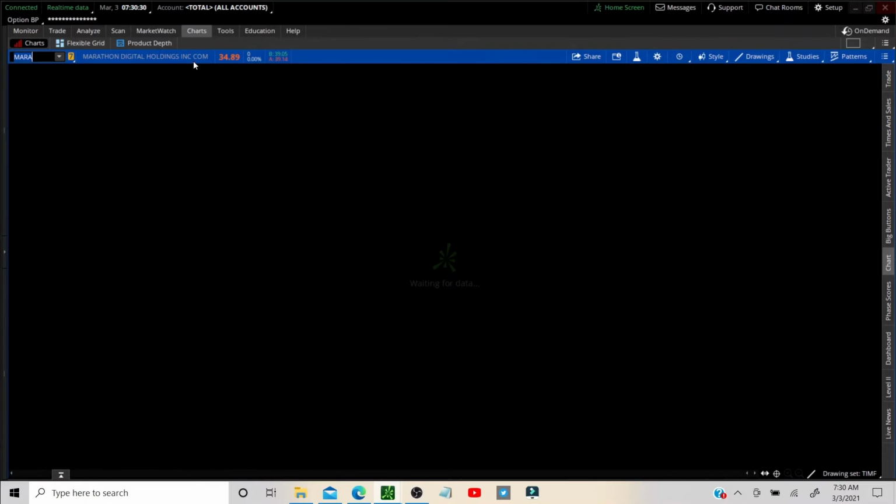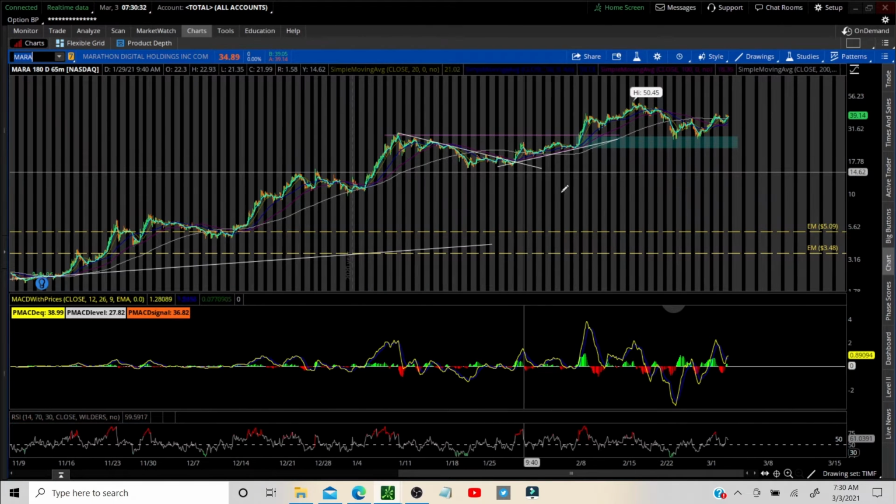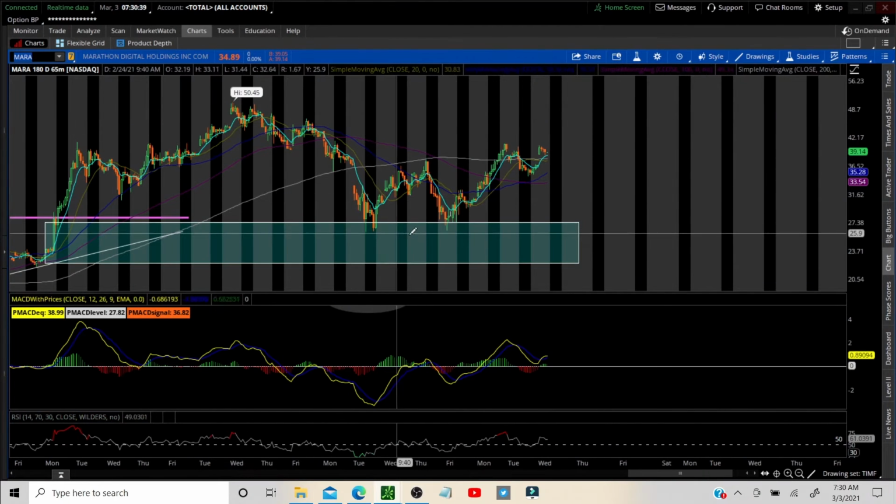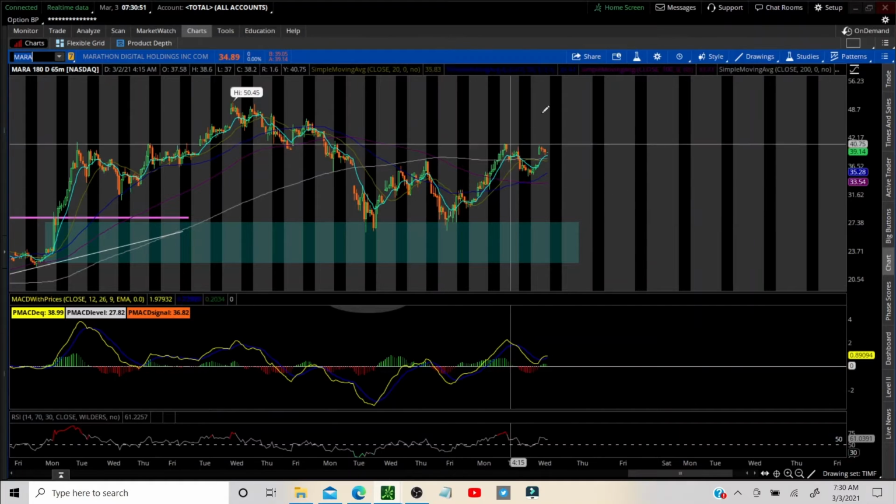Mara. Now Mara likes to move with Bitcoin, right? It's a proxy move, proxy play. So we had a retracement coming back to the gap, it held, and this would be considered a double bottom. Also, it looks like we had 100% retracement. So that would be wave 1, 2, and working on wave 3.